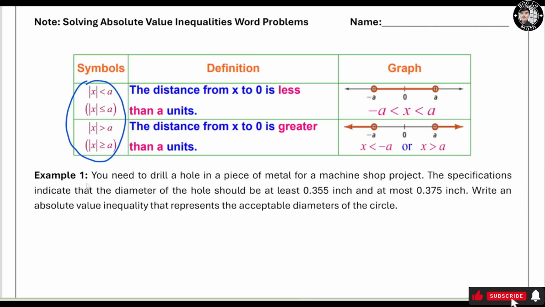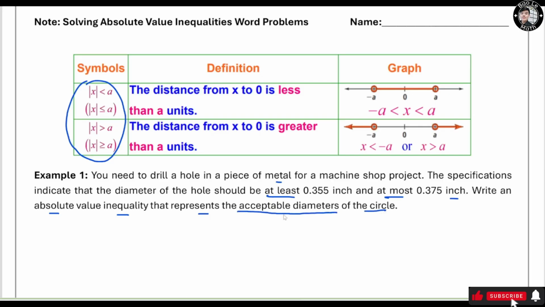Now example number 1. You need to drill a hole in a piece of metal for a machine shop project. The specifications indicate that the diameter of the hole should be at least 0.355 inches and at most 0.375 inches. Write an absolute value inequality that represents the acceptable diameters of the circle.